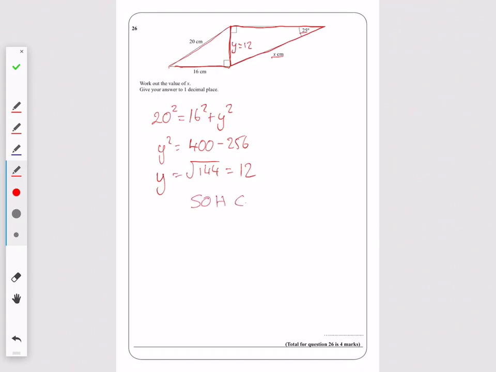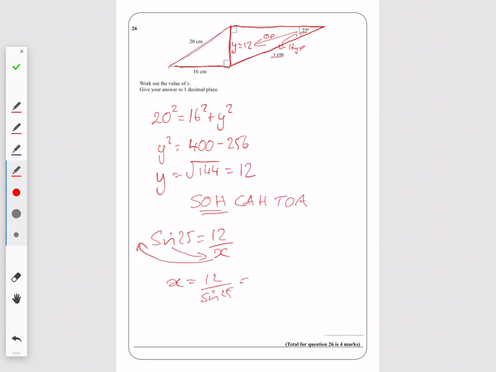And then I'm going to use trigonometry. So remember SOHCAHTOA to choose which one we're going to use. Now this is the opposite, and this is the hypotenuse. So the one with the opposite and the hypotenuse in is SO. So we're going to use sin 25 is equal to the opposite, which is 12, over the hypotenuse, which is x. To rearrange that, x is going to go up here, and sin 25 is going to go back down here. So x will be 12 over sin 25, which will give us 28.4 centimetres to 1 decimal place.